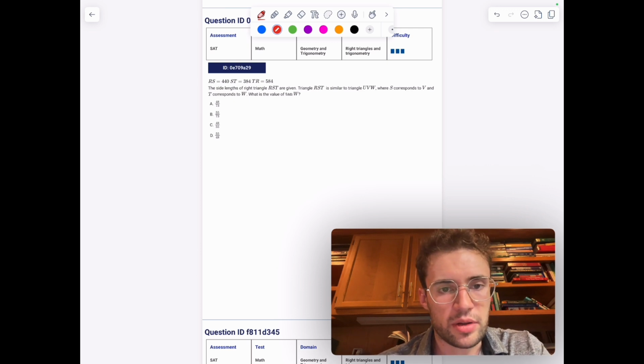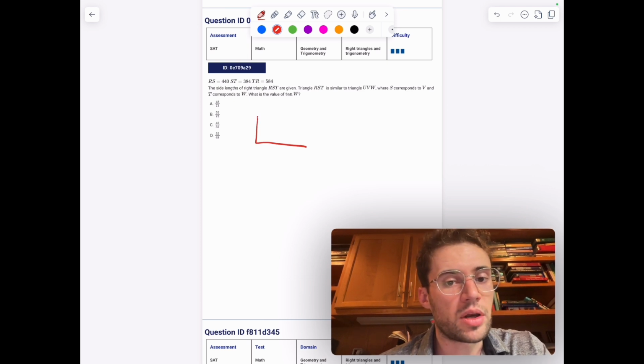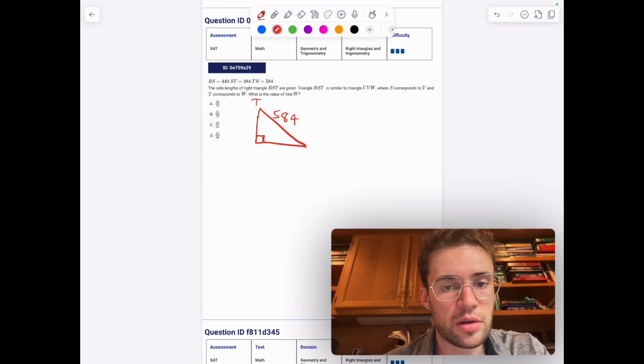RS equals 440, ST equals 384, and TR equals 584. Okay, so we've got a triangle. The side lengths of the right triangle RST are given. Oh, it's a right triangle. Now, what we know is the longest side is always the hypotenuse for a right triangle, so the 584 has to be the hypotenuse. And they said that is TR.